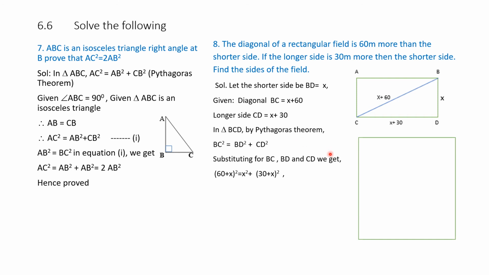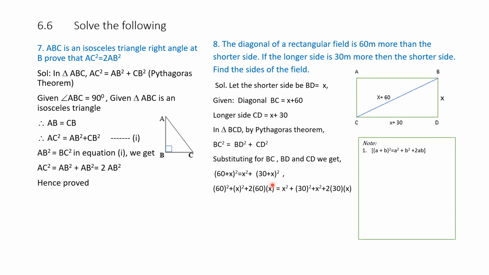Now we have to expand this. This becomes (a plus b) whole square. Let us expand using the formula: (a plus b) whole square is equal to a square plus b square plus 2ab. This is the formula and the left hand side has to be expanded. That becomes 60 square plus x square plus 2 into 60 into x, that is 2ab.